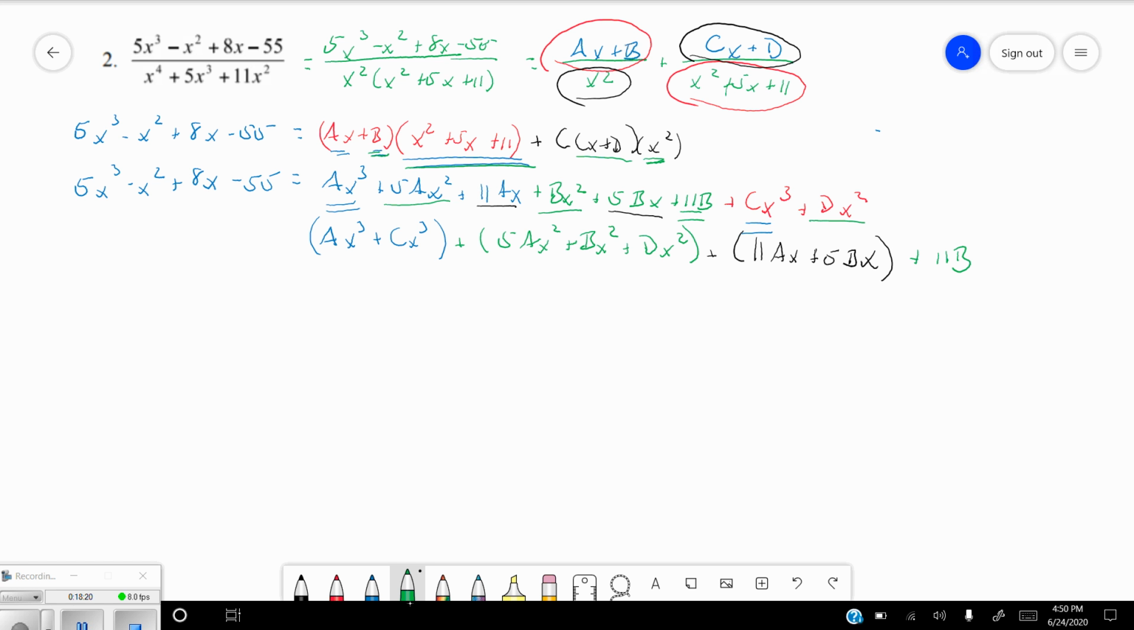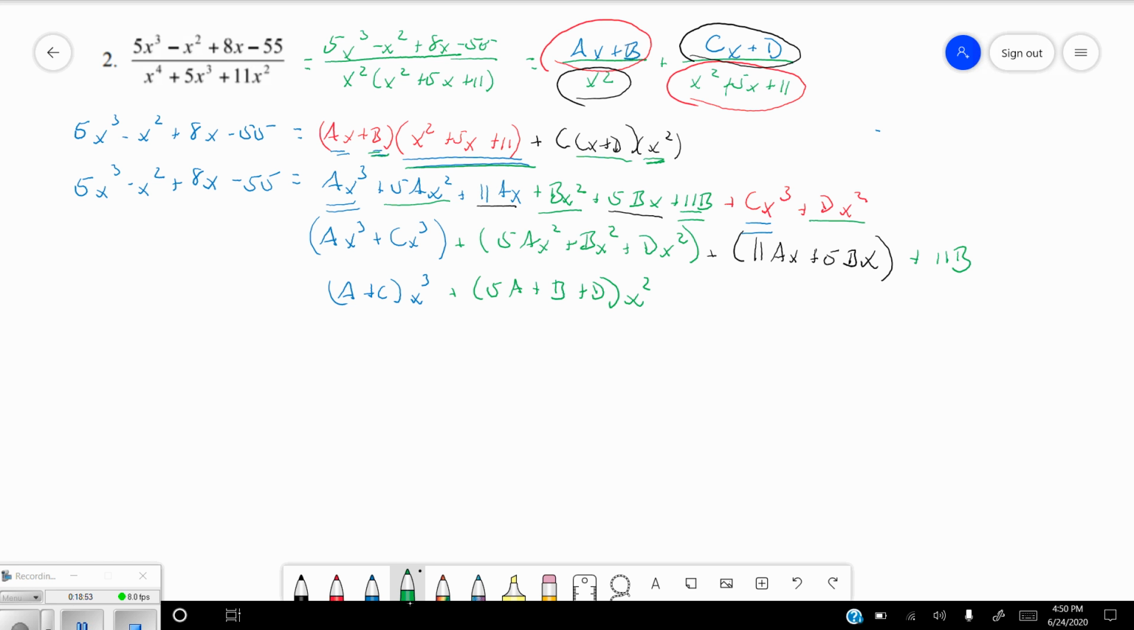All right, so now what we're going to do is factor out the common factor from each one of those parentheses. So in the first one, the common factor is x cubed. So it's going to leave me with an a plus c in parentheses, x cubed. In the second one, I'm going to factor out the x squared. So we're going to have plus 5a plus b plus d, and then the x squared is factored out.